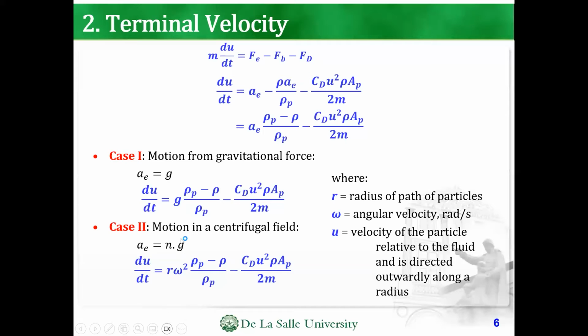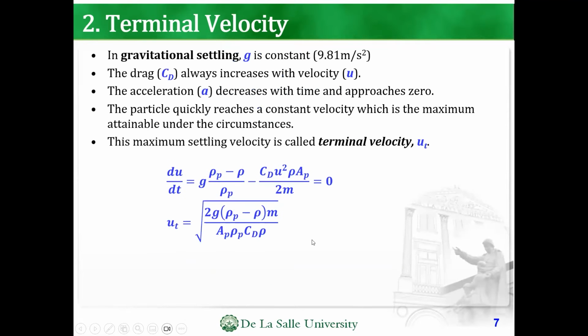So take note also that if it's centrifugal in nature, there's what you call the angular velocity, right? So what is R in this formula? R is the radius of path of the particles. But of course, in a circular field or centrifugal motion, you would have omega, the angular velocity in radians per second. So take note of those.